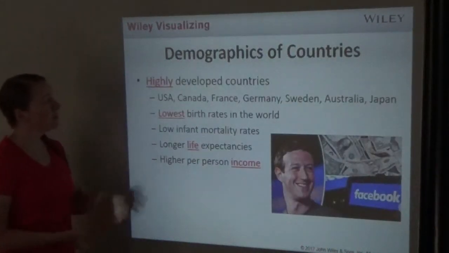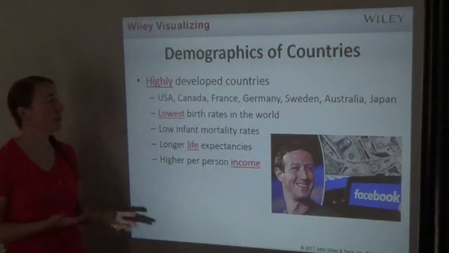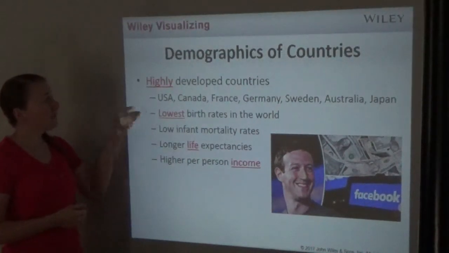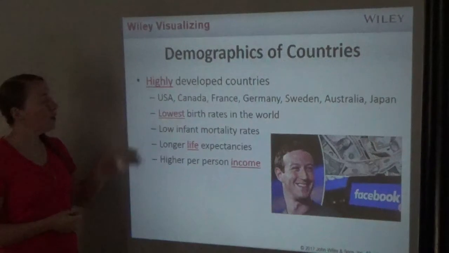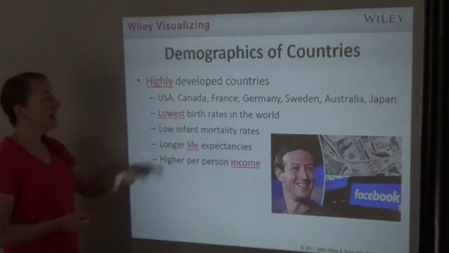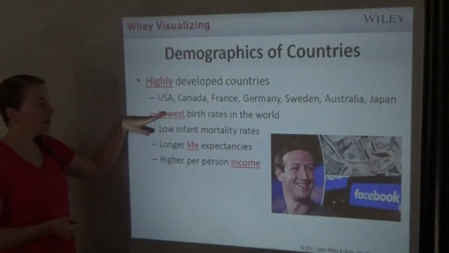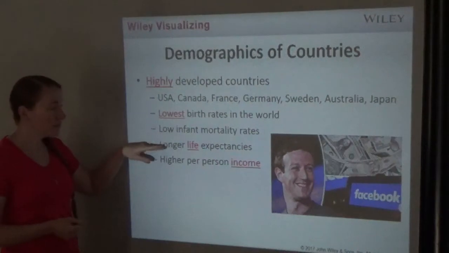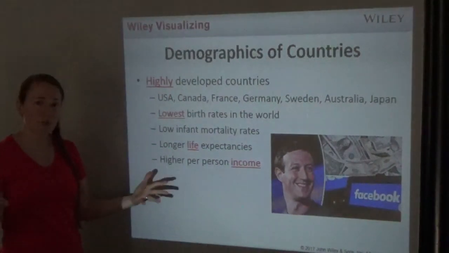So highly developed countries include places like the United States, Canada, France, Germany, Sweden, Australia, and Japan. They tend to have the lowest birth rates in the world, low infant mortality rates, longer life expectancies, and higher per person income. So in highly developed countries, we're not having a whole lot of babies, our babies aren't dying, we're living a long time, and we're making decent money. That's what it boils down to.